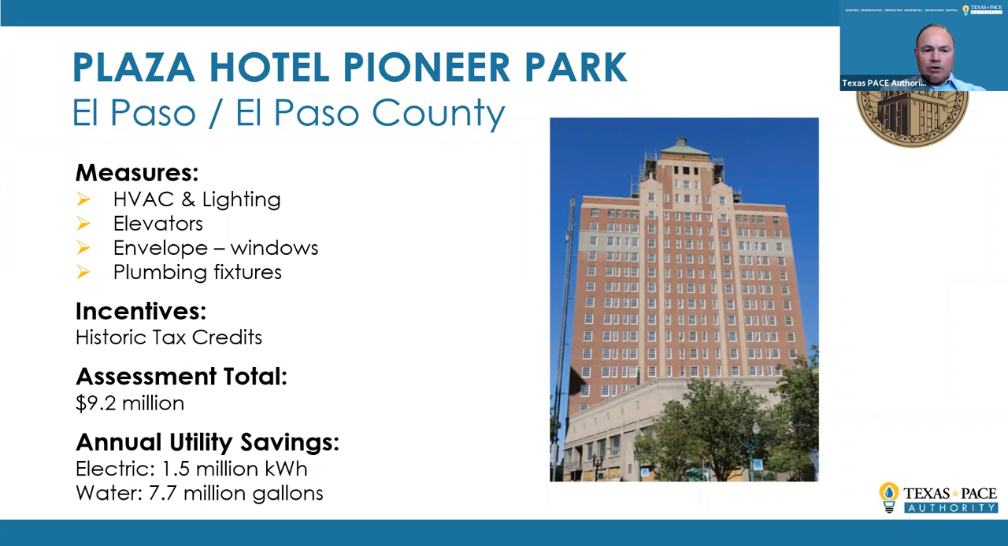If you look at these measures one by one, an elevator motor and control replacement would not qualify for PACE on its own. It would not meet the SIR. The building envelope, the windows, same thing there. But if you tie all these together, because the building needed new HVAC and lighting, elevator motors and controls, building envelope improvements and plumbing fixtures, okay, now it does. And there, they were also able to bring in incentives in the form of historic tax credits, which helps buy down the cost of the project. And so this one qualified. So this is an example of how a comprehensive approach can be taken.